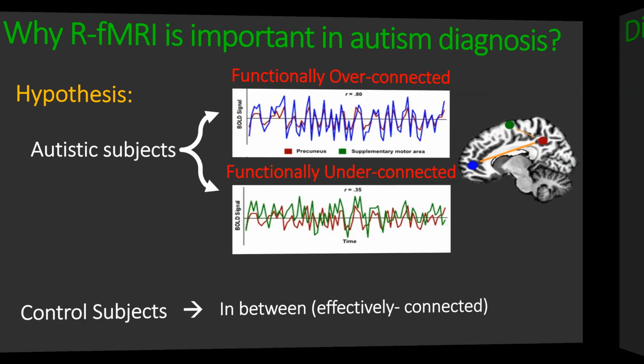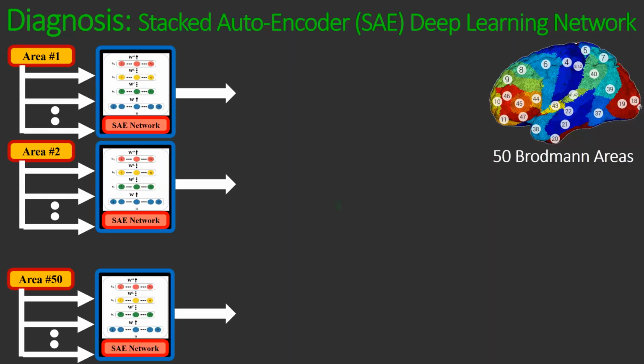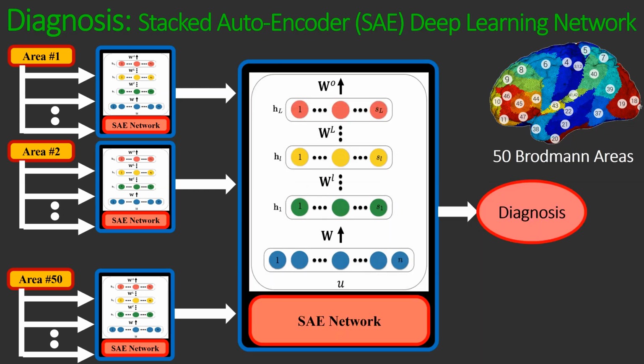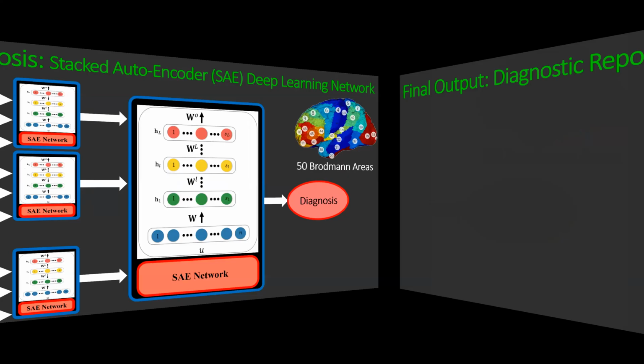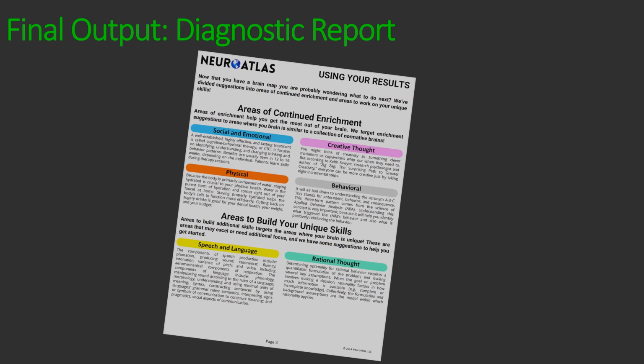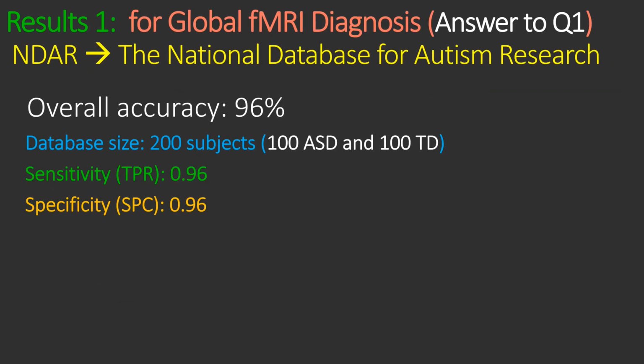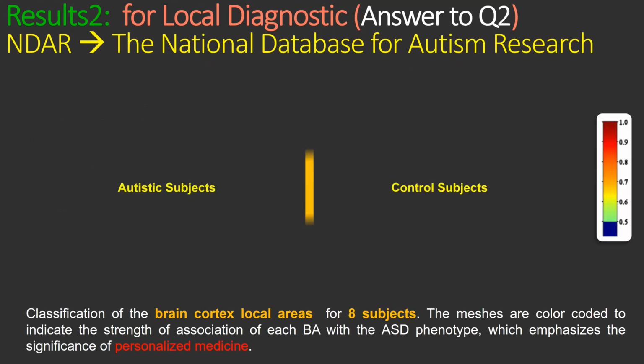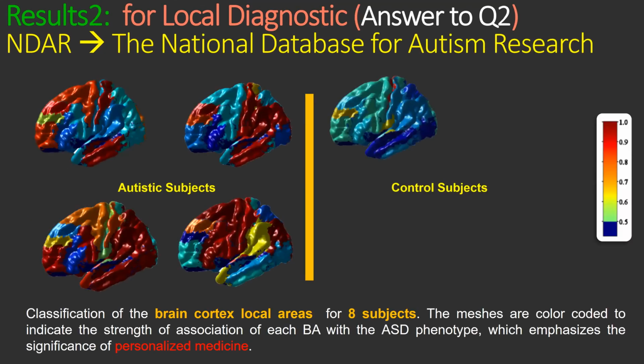So we did this and we followed the same system. We take all the same areas and we use them together and we use the same system of visualization and we tested in many data sets. The first one is called NDAR, National Database of Autism Research, and the accuracy here is around 96%. And we use the same way to visualize.